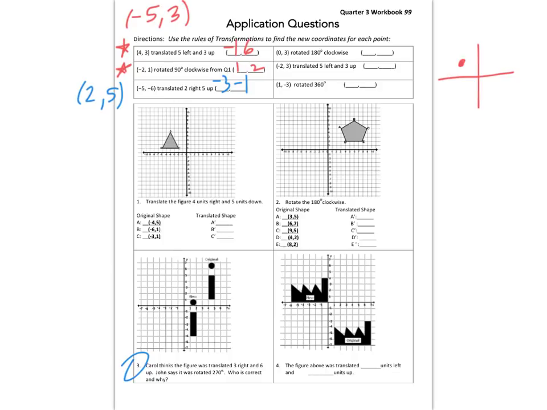Okay, so let's try it. I'm going to try it from this point right here. So 3 units right, 6 up. Okay, so 1, 2, 3, then go up. 1, 2, 3, 4, 5, 6. So Carol was correct because the image was slid.